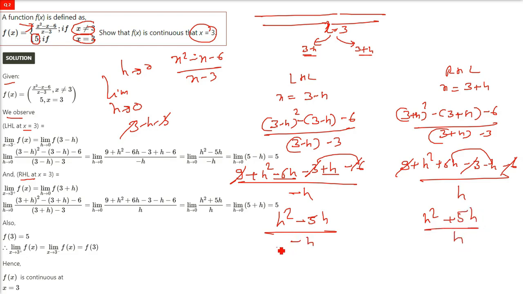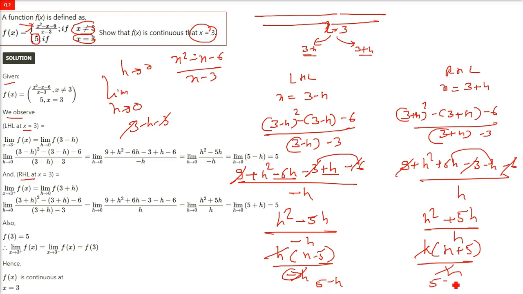Now take h common here. h minus 5 by negative h. Here you have h plus 5 by h. You can cancel this h. You can cancel this h. You have h minus 5. So negative goes up. So just change the sign and write it again, 5 minus h. Here you have 5 plus h.